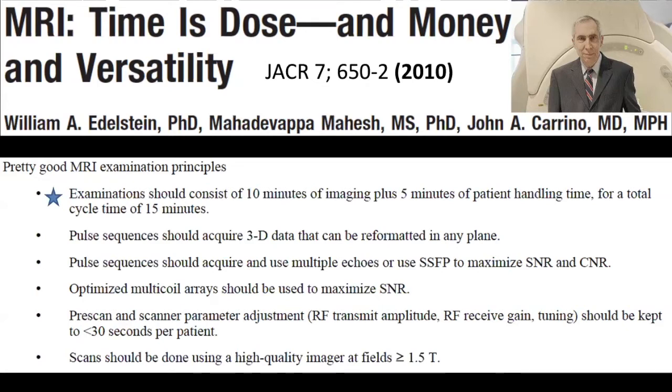Not only is this good for patients who may not be able to stay still, but it's also very good for reducing the cost of MRI, because as you know, MRI is one of the most expensive modalities that we have. And because of that, it ends up essentially being rationed.